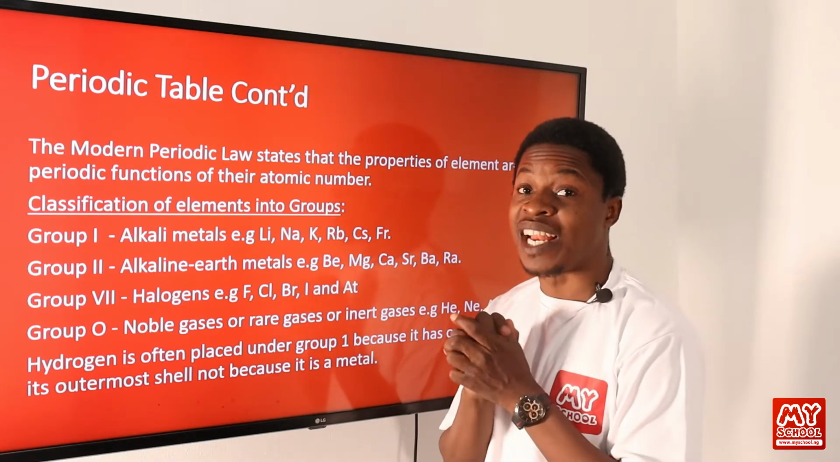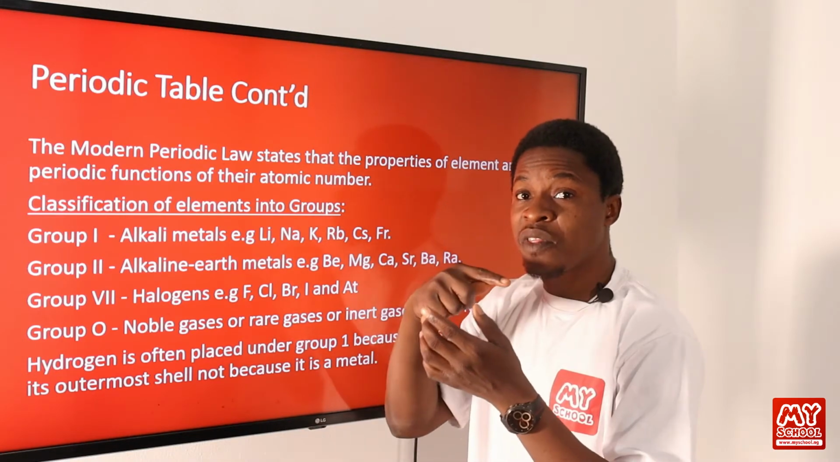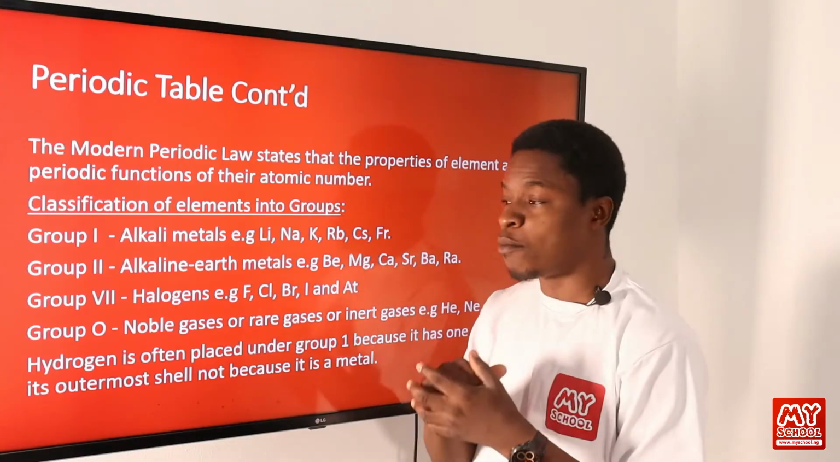And then we have the group 3 elements. They are group 3 elements because all the elements in that group have 3 electrons in their outermost shell.